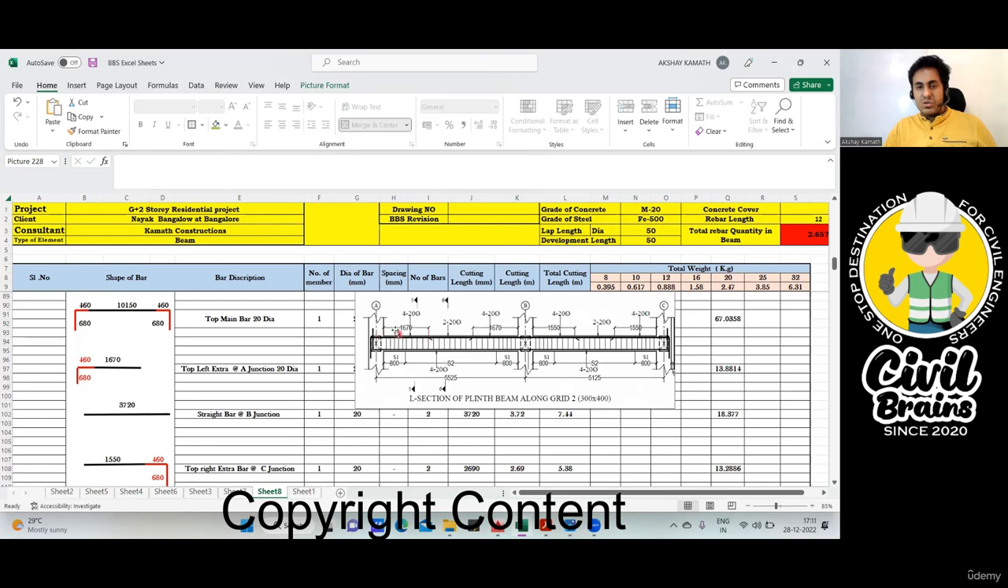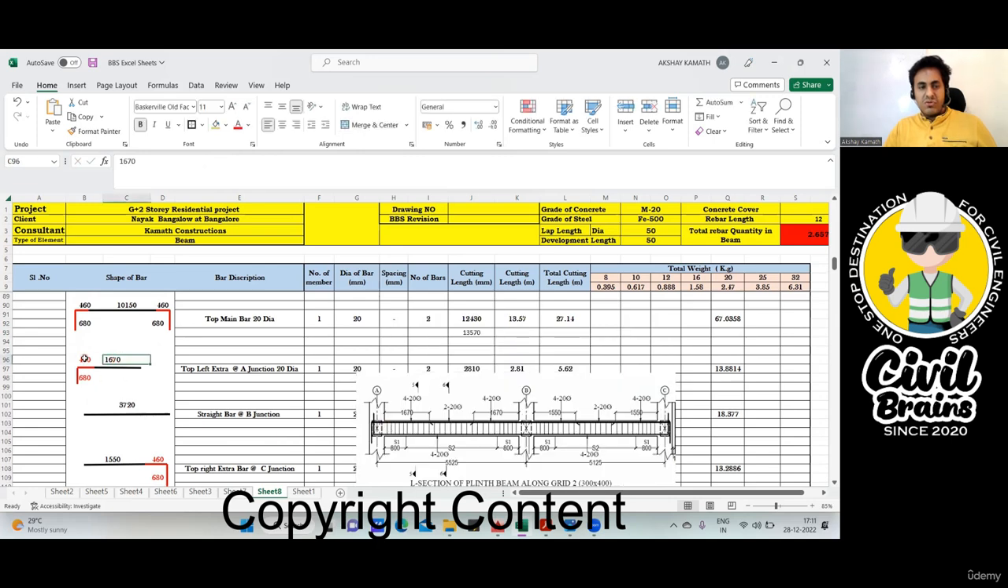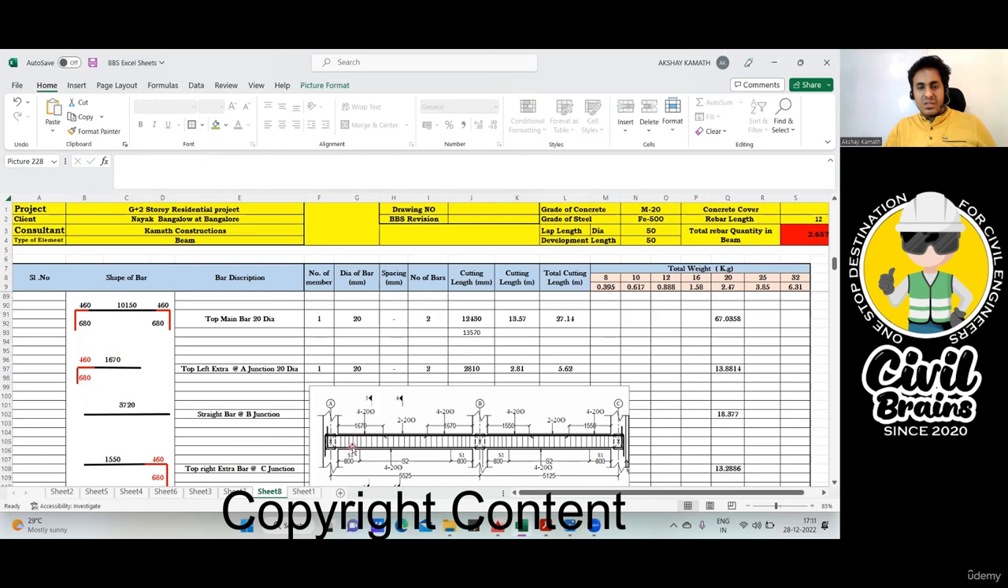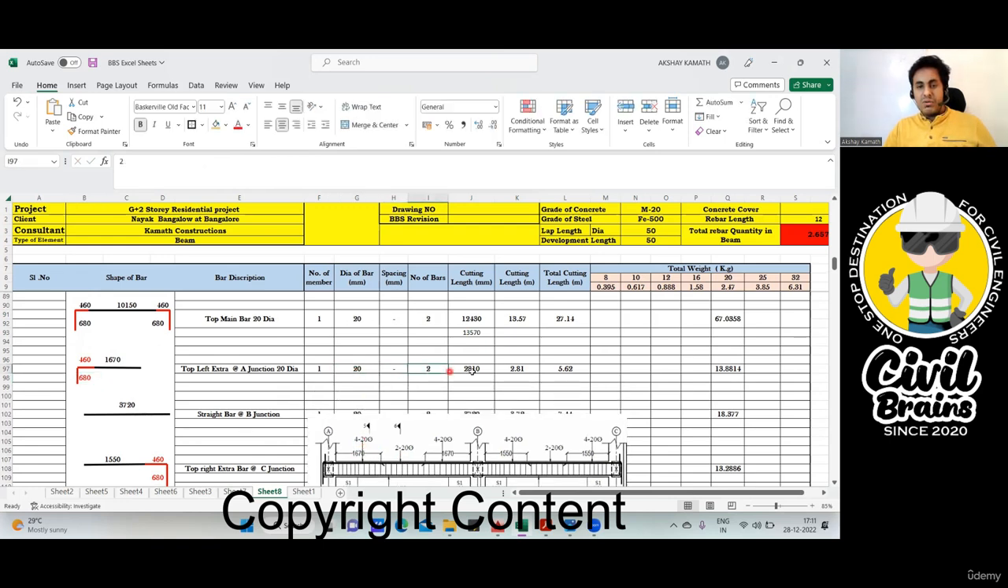So top left extra, this is 1670. This will be 460, and this will be development length 57 minus 460. So 1670, 460, and development length minus 460, I have done. How many bars are there in the top left extra? 20 diameter 2 bar. When it is showing 20 dia 4, 20 dia 2 you have already taken. Remaining is 20 dia 2, so I have written 20 dia 2. Cutting length I have added everything, and I got 2.81, 5.62.